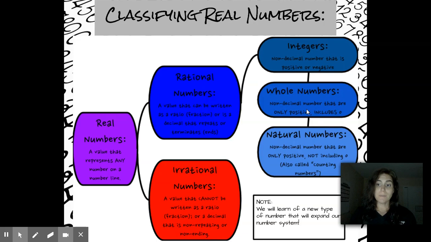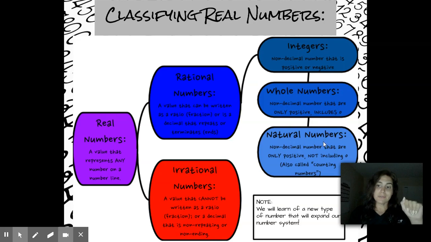Whole numbers are only positives, and these include 0. And an easy way to remember that is the word whole. 0 has a hole in it right here, right? So that has to be included in my whole numbers. So 0 and all the positives above it. And then our natural numbers, they don't include 0. So really the only difference between whole numbers and natural numbers is that 0. Whole includes it, natural does not.